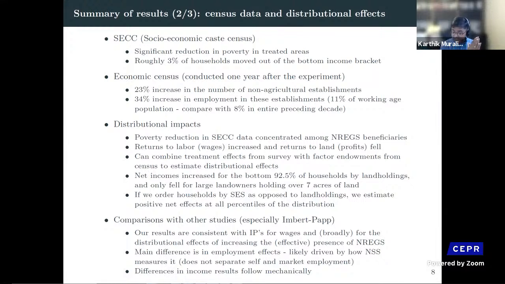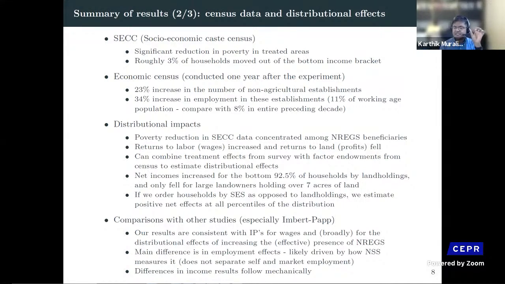And in many ways, they're consistent with Imbert and Papp, right? Because you get this increase in wages, and they also have this characterization of the distribution of the effects, and that looks very similar. The big difference is in employment, okay? And so they report this kind of negative effect, which is small with an elasticity of minus 0.38, but that's almost certainly driven by how the NSS measures it, right?